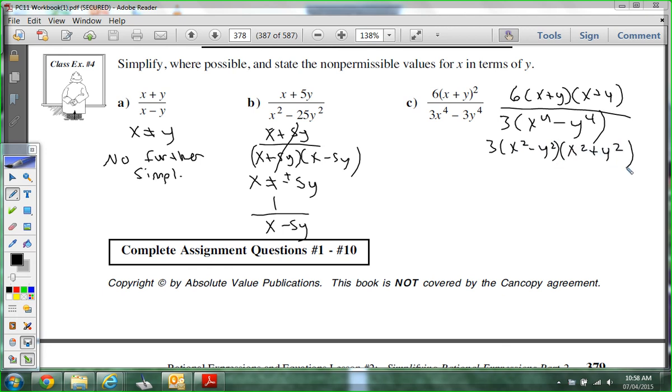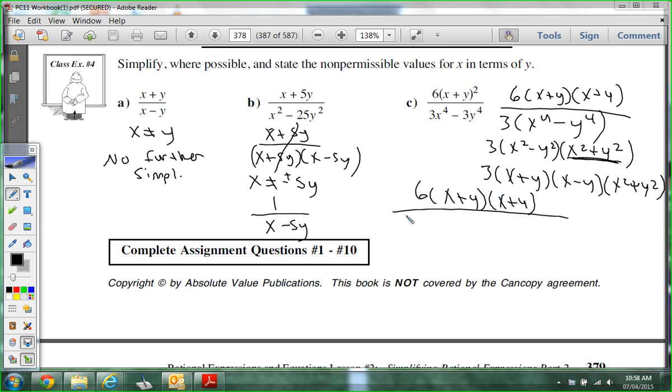Are we done? No, we got an even again. We have this x squared minus y squared. So we go 3 times x plus y, x minus y, and then x squared plus y squared. Remember, that's not a difference of squares because it has a plus sign. Difference of squares has to have a difference. So then we have 6 times x plus y, x plus y, all over 3 times x plus y, x minus y.